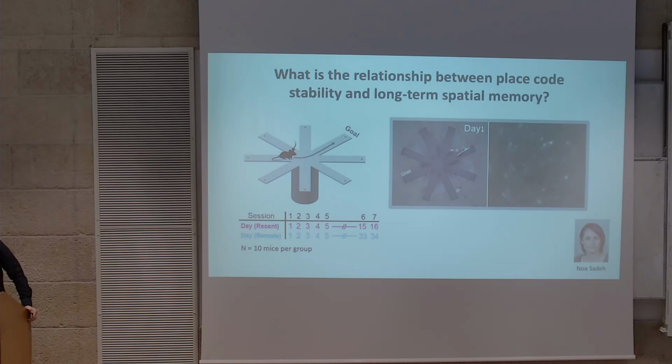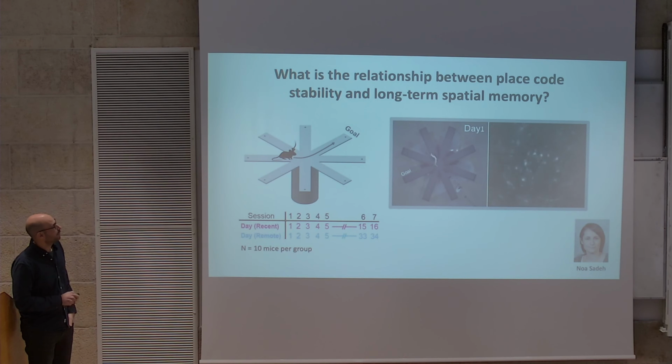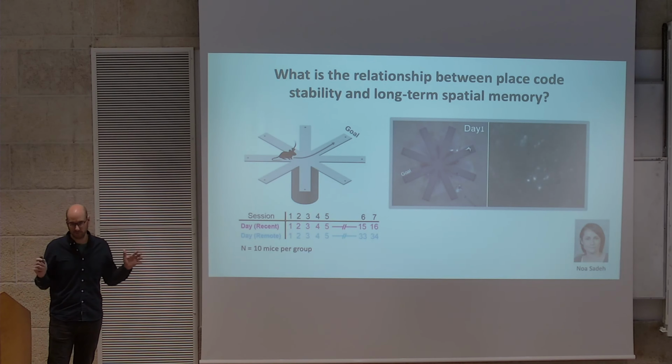So to do that, Noah Sadeh in the lab trained mice in this more complex task, navigation in this 8-arm radial maze. In this task, in each trial, mice are released from the end of one so-called start arm, and they need to navigate to the end of the goal arm, where they get a reward. They do it based solely on distal visual cues.